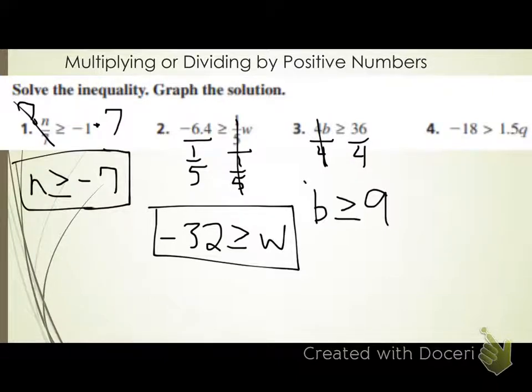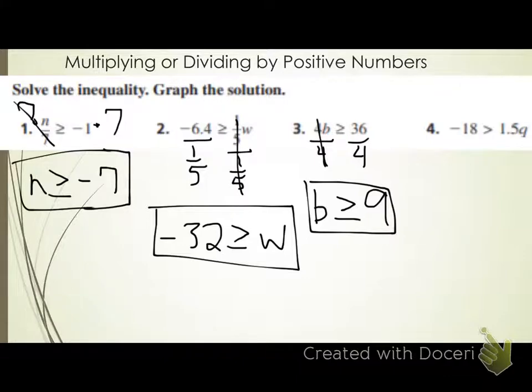I don't understand how it does flip. Like only when it's a negative number. Only if I multiply or divide both sides by a negative number. Have I divided both sides by a negative number yet? Have I multiplied both sides by a negative number yet? No, I've not.